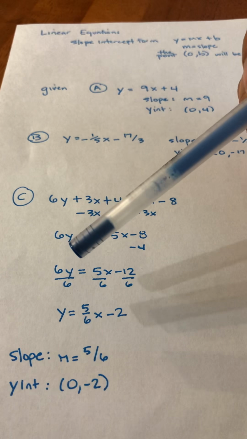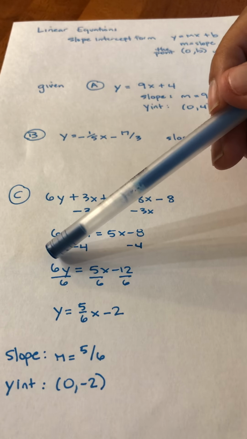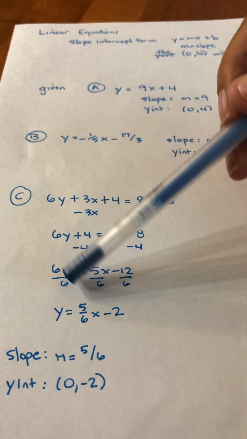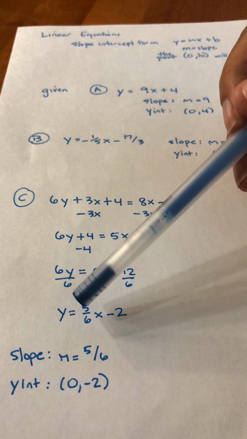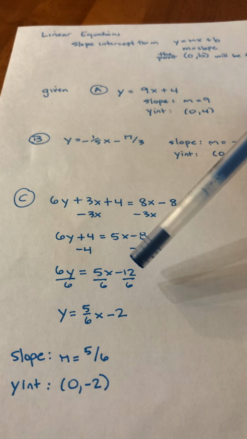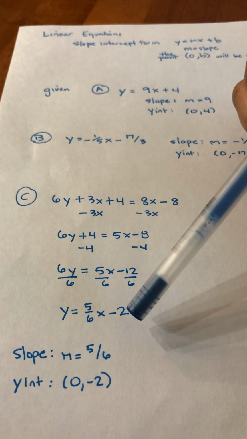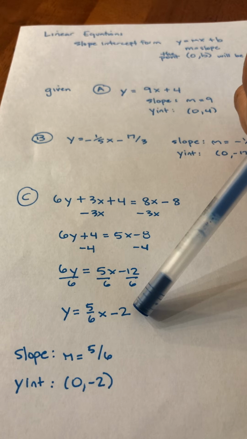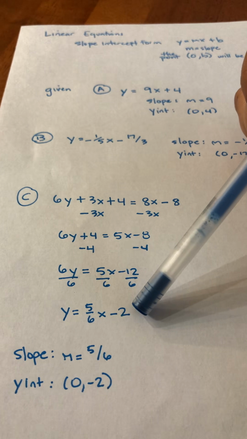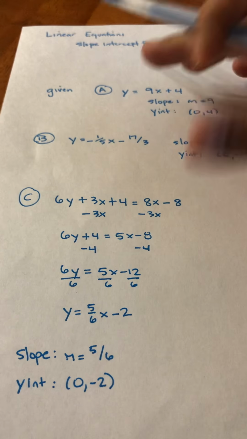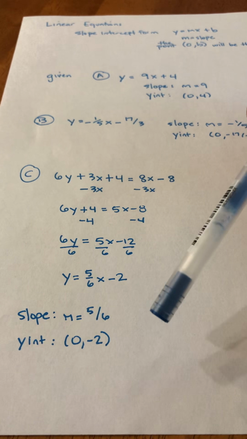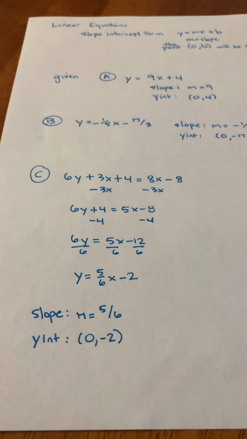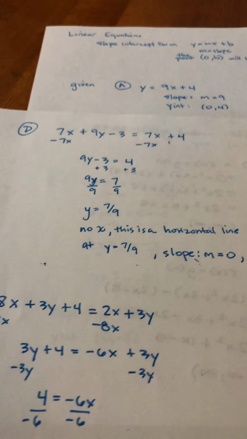And then because I want it to be completely solved for y, I have to divide everything in this equation by 6. So 6 divided by 6 is where I get this y. 5 over 6 is where I get this 5/6 x. And negative 12 over 6 is where I get this negative 2. So now the equation that we were given is in slope-intercept form. This tells me my slope is 5 over 6, and my y-intercept is going to be at (0, negative 2).